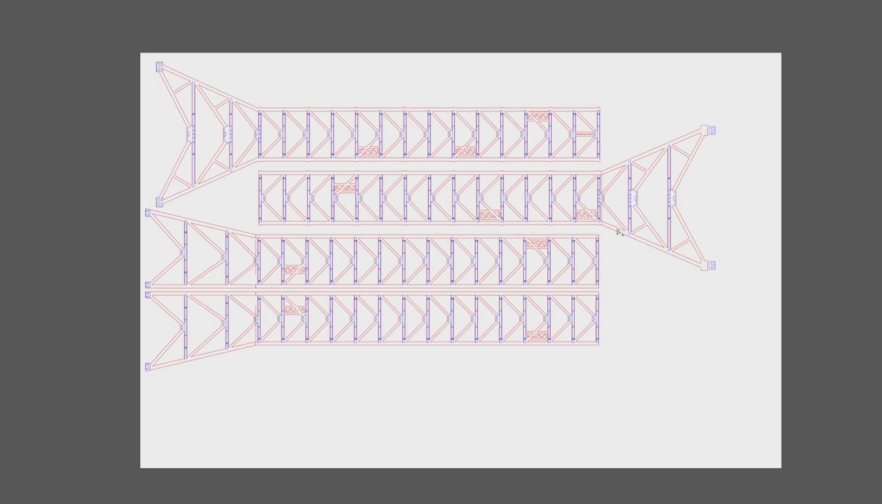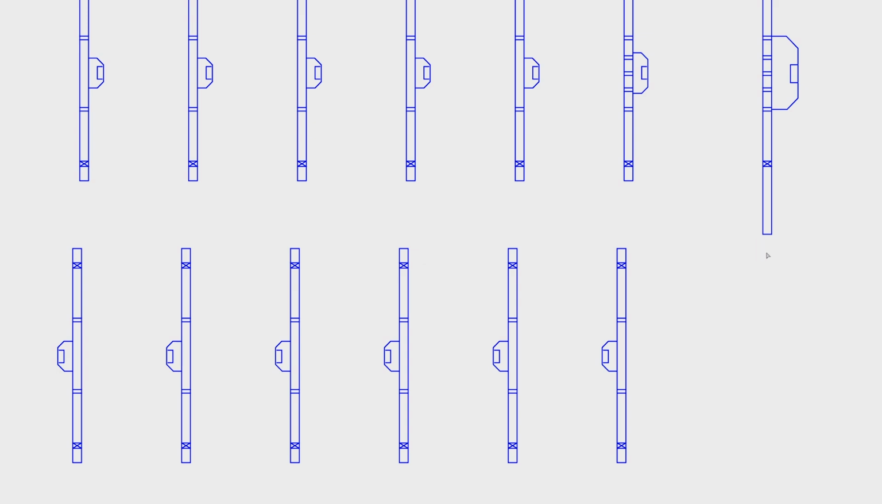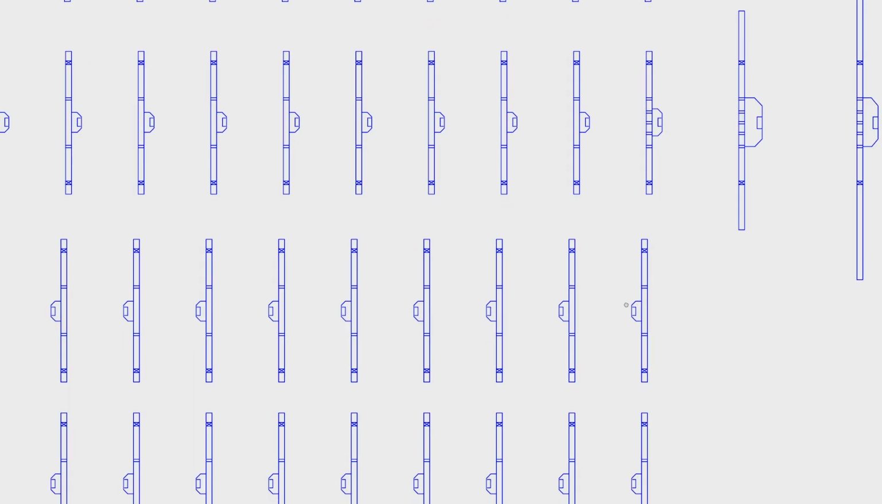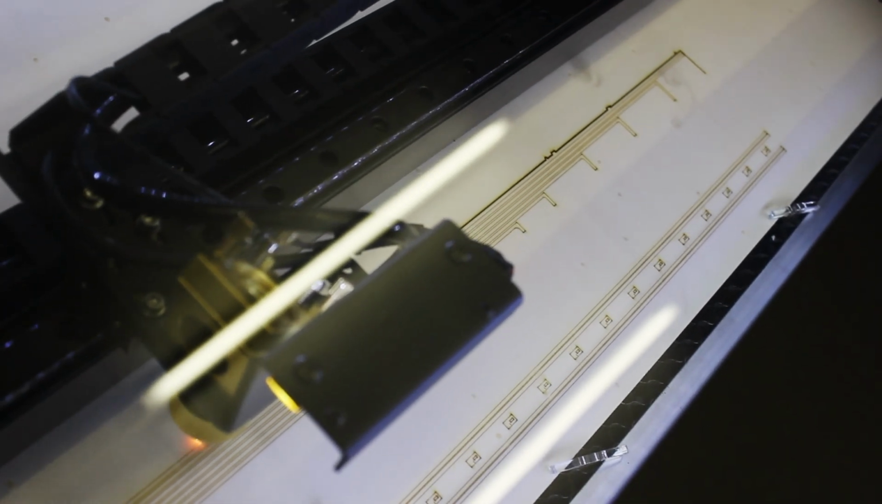As per usual, I designed it in two separate layers. One is used only for engraving, so this design will only get engraved into the material, and the other layer is used for cutting all the way through. Then I sent it to my laser cutter to be cut and engraved.